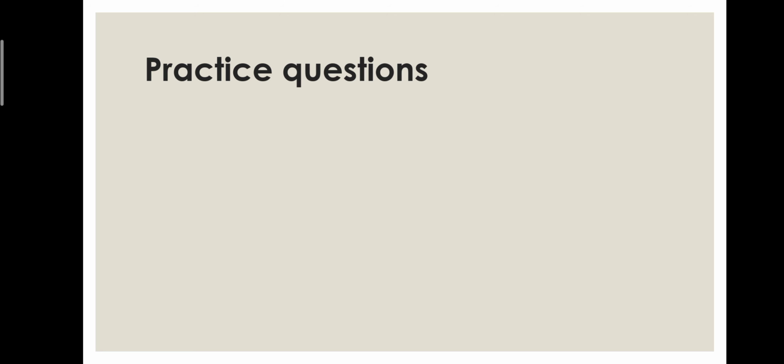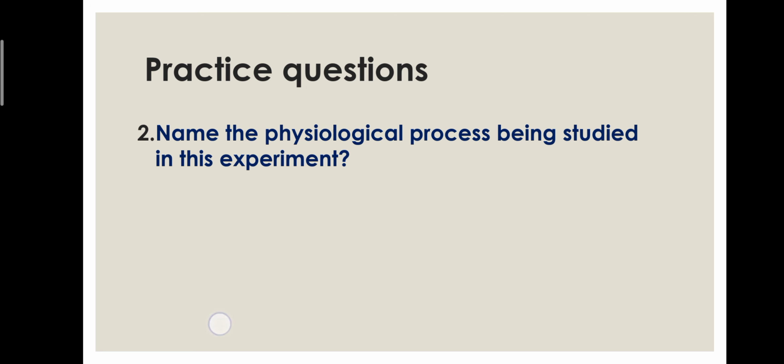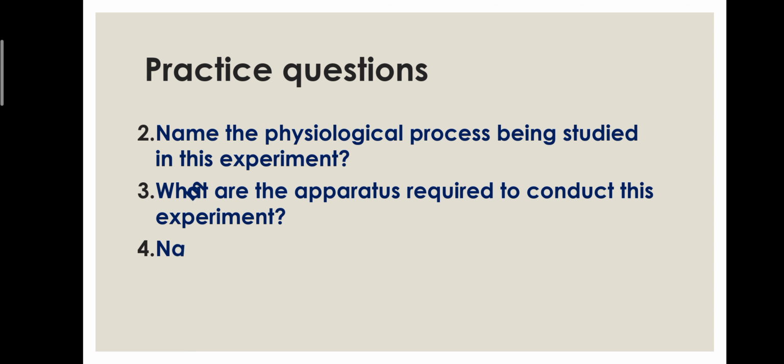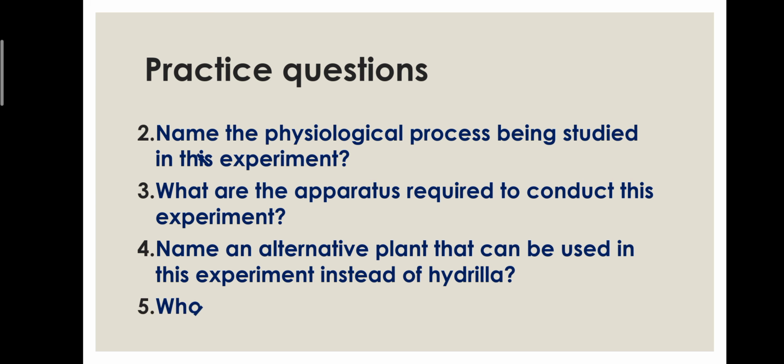So what's the aim of this experiment? I have already told you. Name the physiological process being studied in this experiment. Which process can be observed? Photosynthesis. What apparatus is required to conduct this experiment? Test tube, beaker, funnel, Hydrilla or Elodea plants, water, matchstick or incense stick. Name the alternative plant that can be used in this experiment instead of Hydrilla. Elodea plants.